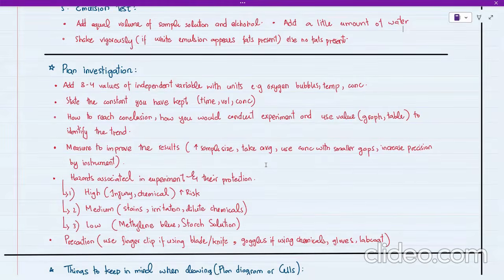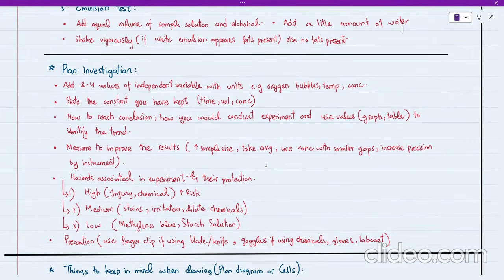Like how would you conduct the experiment and how would you use those values to identify the trend? So, for example, in most cases what we do is draw a table, and then we see whether increasing the concentration increases the time taken for the color change to appear or not. So this is how you reach the conclusion.